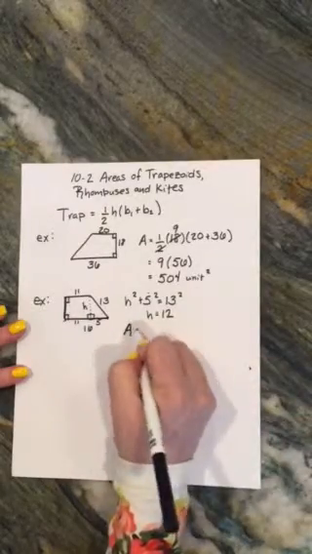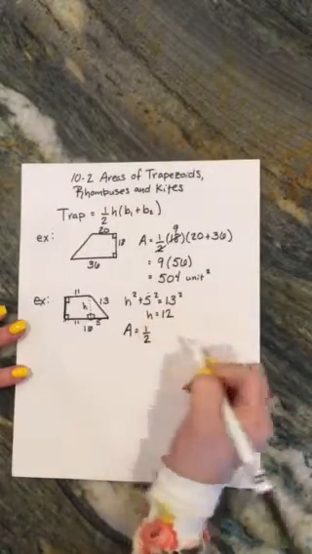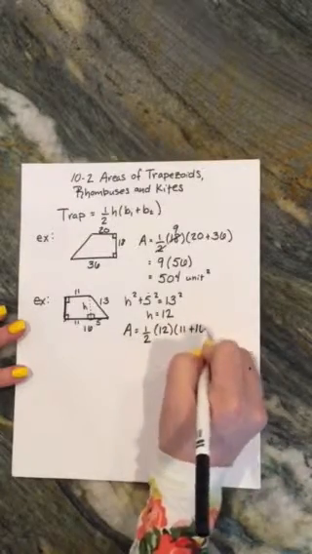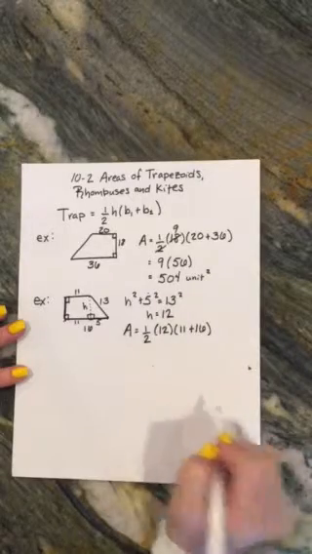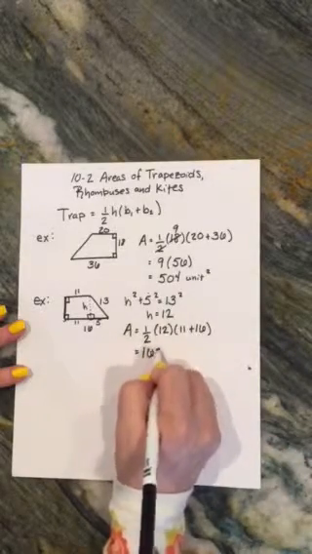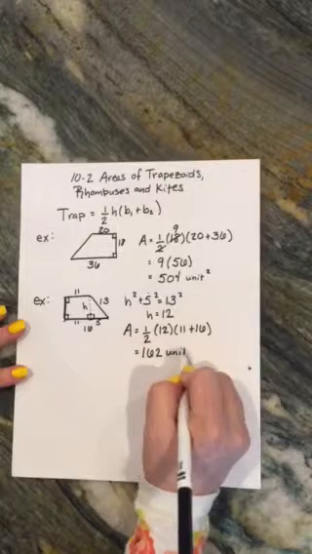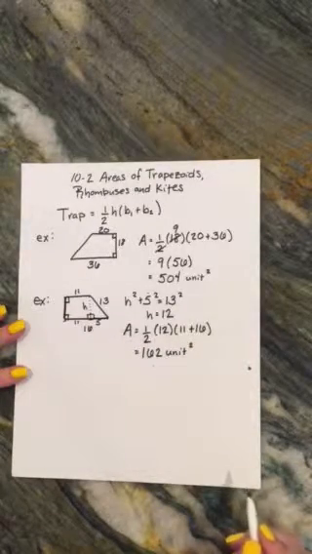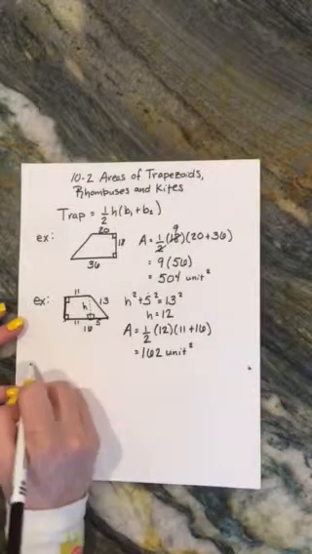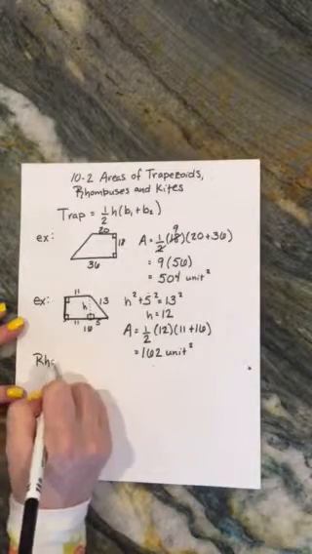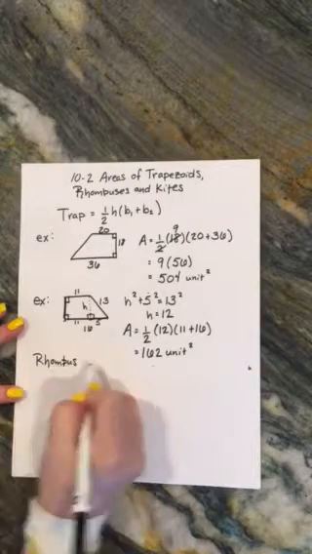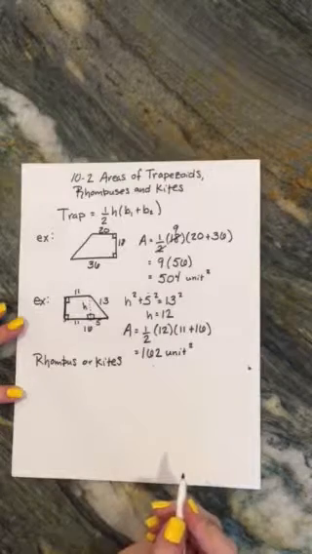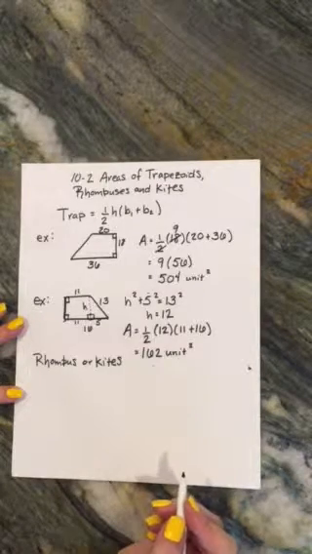So let's use our area now. Area formula says 1/2 the height times base 1 plus base 2. So our area is 162 square units. Easy? Easy. Let's go on to the rhombus and the kite. They have the same formula because they behave similarly with the diagonals.